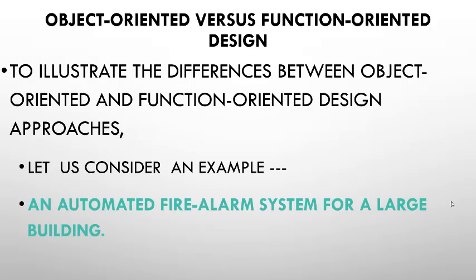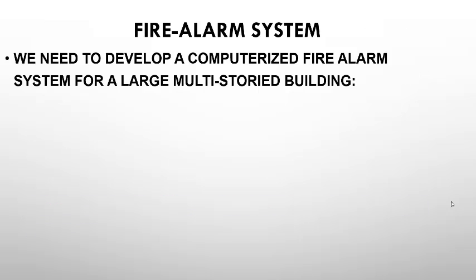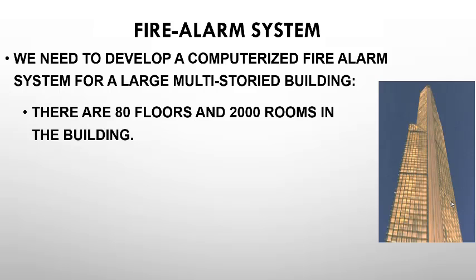To illustrate the differences between object-oriented and function-oriented design approaches, let us consider an example: an automated fire alarm system for a large building. We need to develop a computerized fire alarm system for a large multi-story building. There are approximately 80 floors and 2000 rooms in the building.